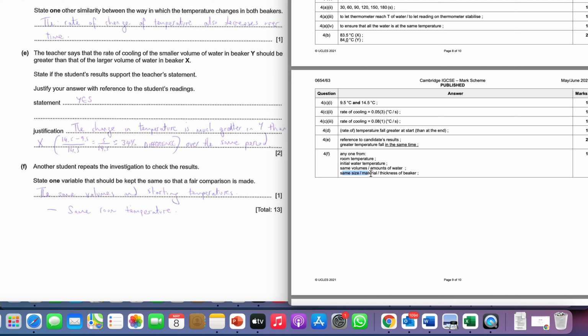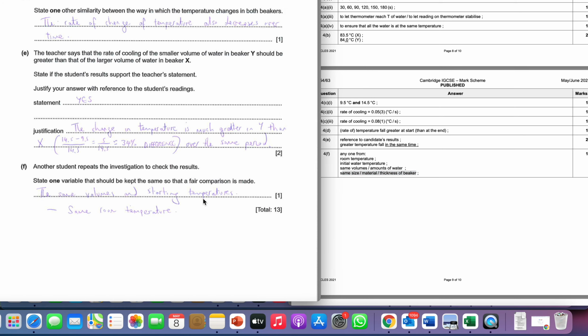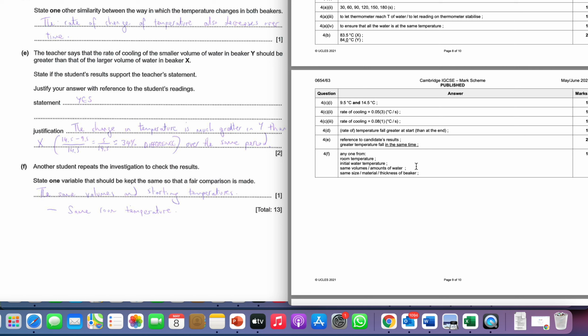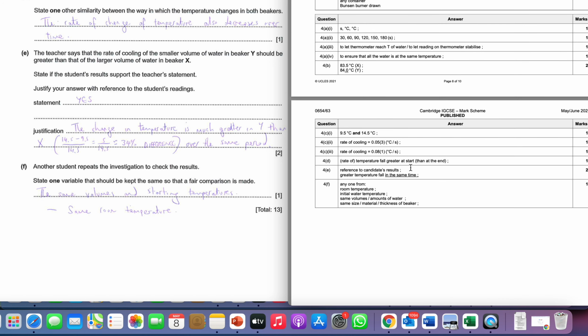We notice here they've gone a bit over the top. Same size, material, thickness of beaker, same person, same location, same earth. I'm going a bit over the top there, but really the idea is that the experiment has to be the same. You need to be thinking about your control variables, and that's basically everything. If you want to confirm data, we really need to be careful with the setup of our experiment, and then go from there.